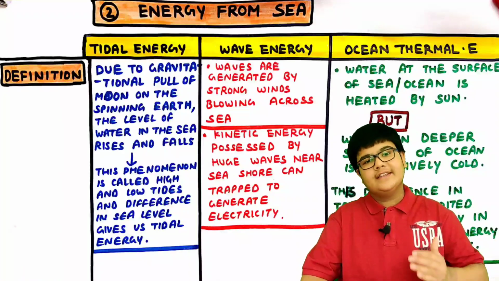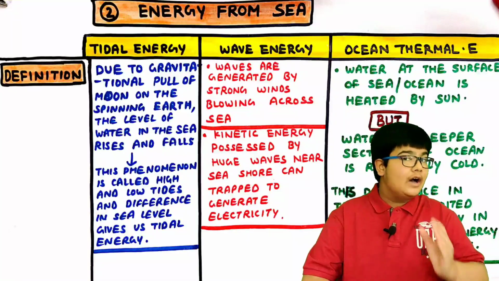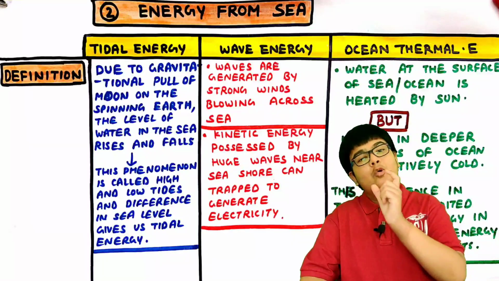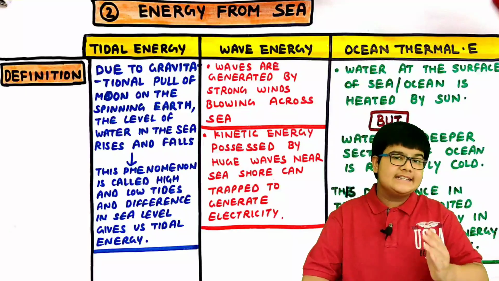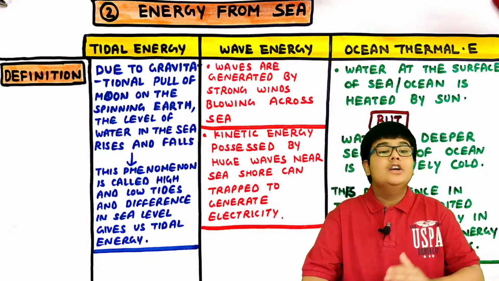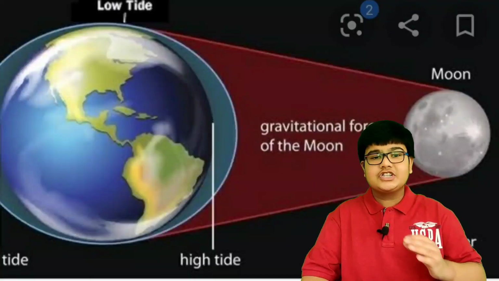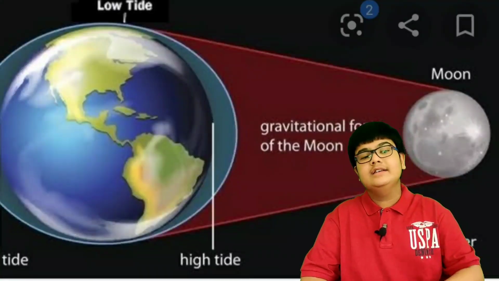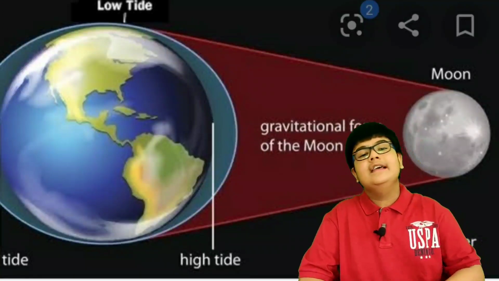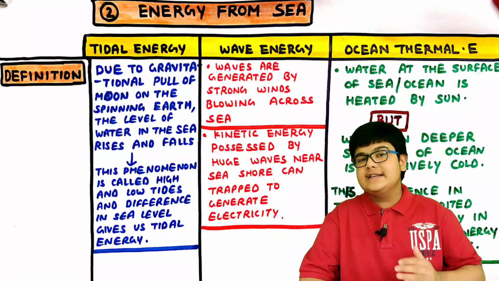The second non-conventional source of energy is energy from the sea. Now, it is of three types: tidal energy, wave energy, and ocean thermal energy. Let's understand each one of them in detail. First, tidal energy. The definition of tidal energy is that due to gravitational pull of the moon on the spinning earth, the level of water in the sea rises and falls. This phenomenon is known as high and low tides. The difference in sea level gives us tidal energy.